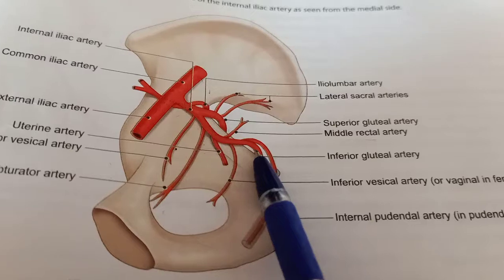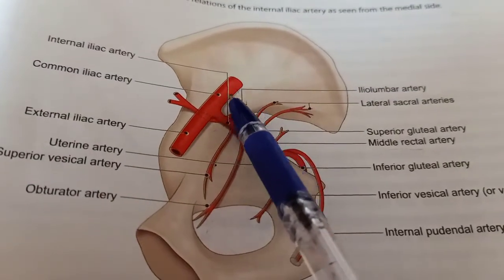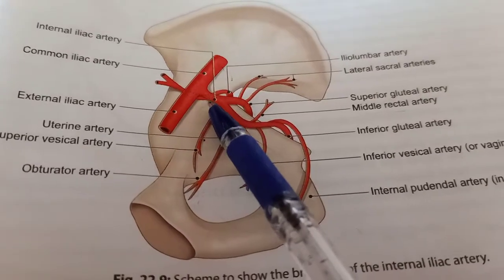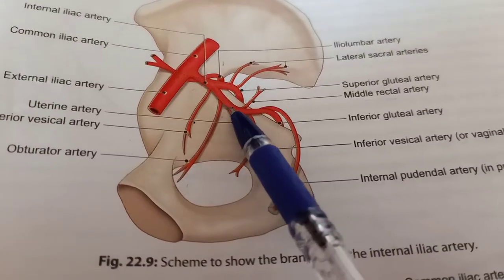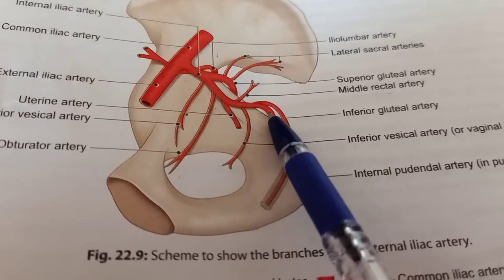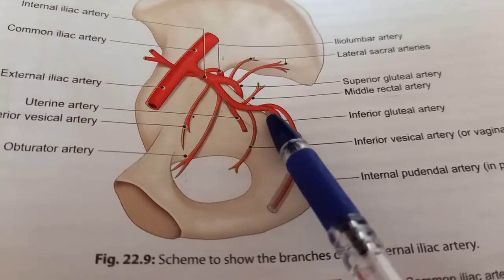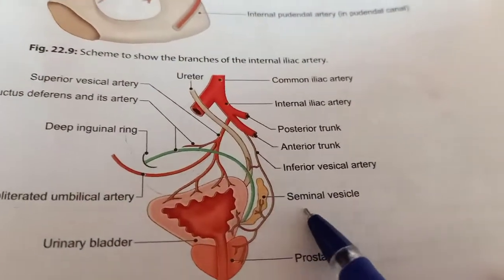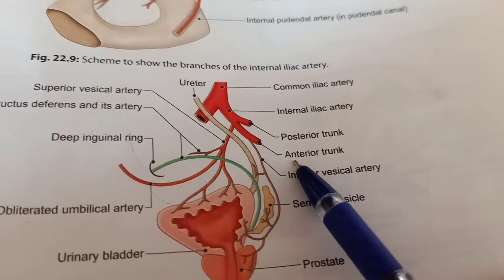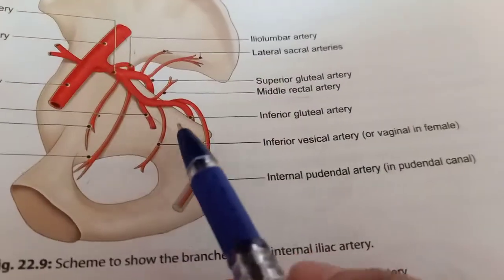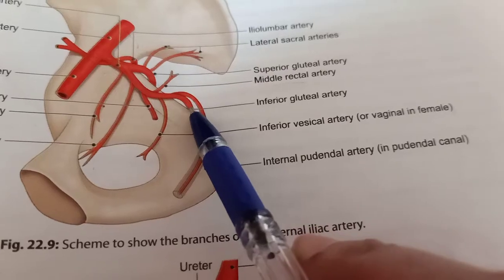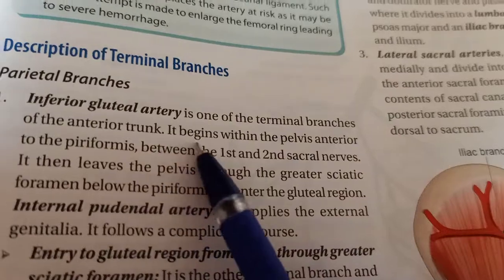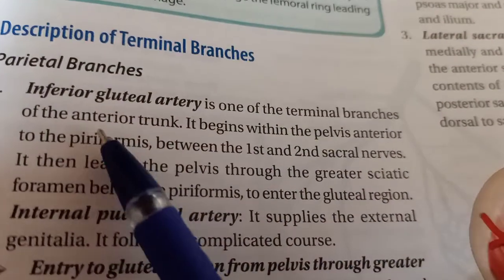You can see here, this is the internal iliac, this is the common iliac, this is external. So internal iliac continues as the inferior gluteal artery. You can see the anterior trunk, it continues as the inferior gluteal artery. This is the anterior trunk. This anterior trunk of the internal iliac later on continues as the inferior gluteal artery. Now what they are saying, it is one of the terminal branches of the anterior trunk.